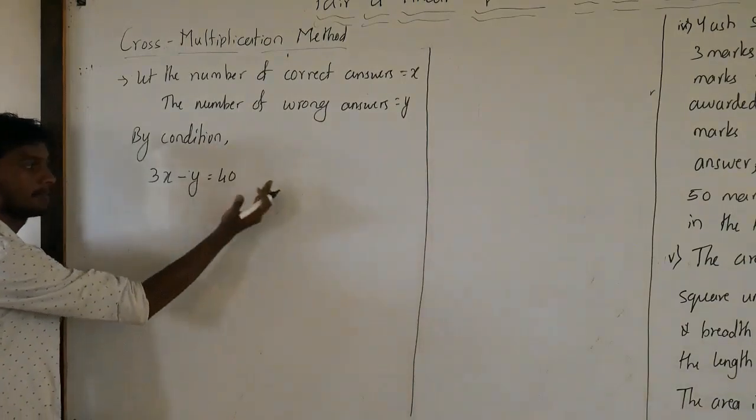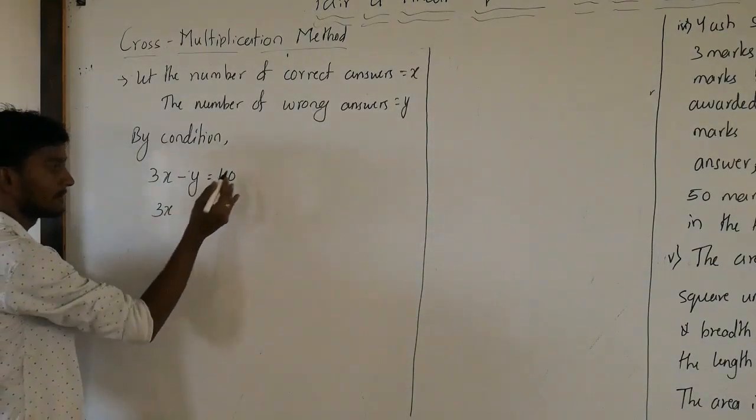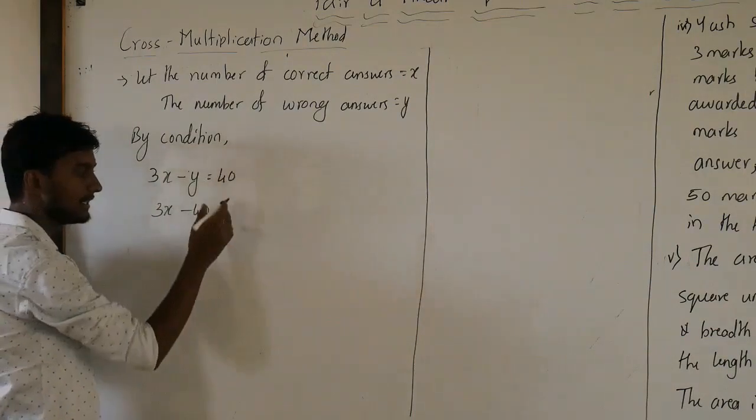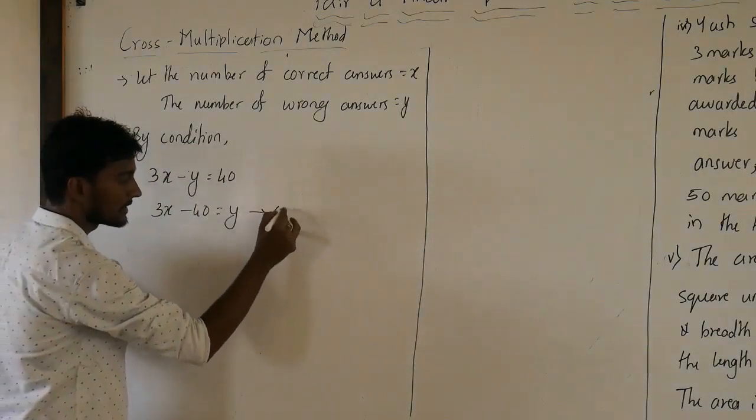Take this y that side and bring that 40 this side. So 3x minus 40 is equal to y. Minus 40 if you bring this side, and plus y if you take that side. Take it as equation number 1.